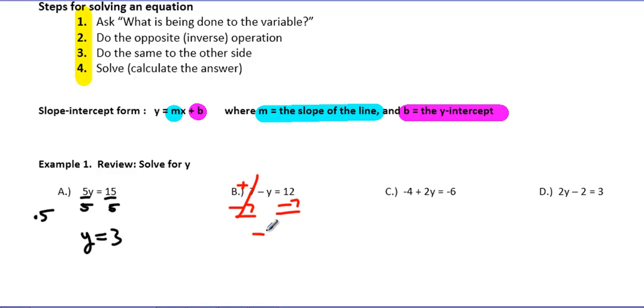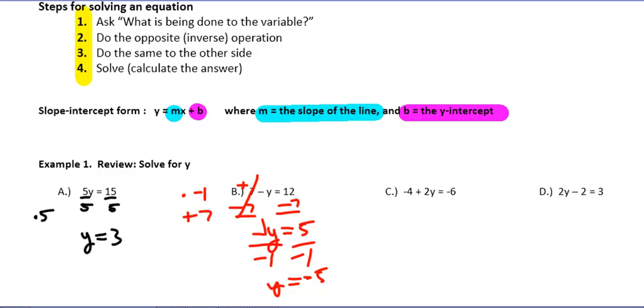All right, that's going to give me negative 1y. You can put the 1 there if you want. Equal to 5. Then I divide by negative 1, and I get y equals negative 5. And if I go back through the steps, which I probably should have done first, I would look at the variable and say, okay, what's being done to that? Well, we're multiplying by negative 1, and we're adding 7. So I did the opposite of what was going on.